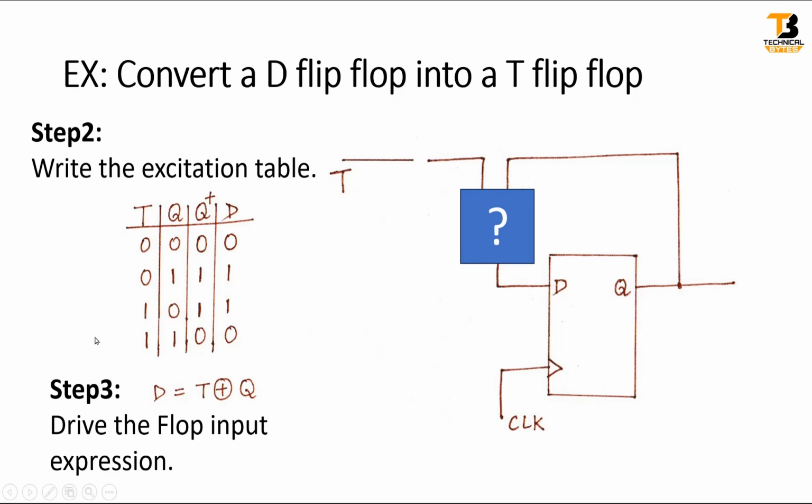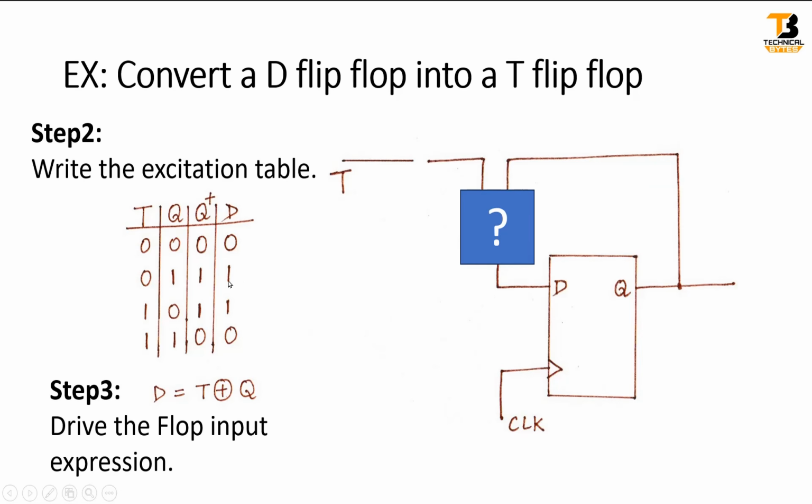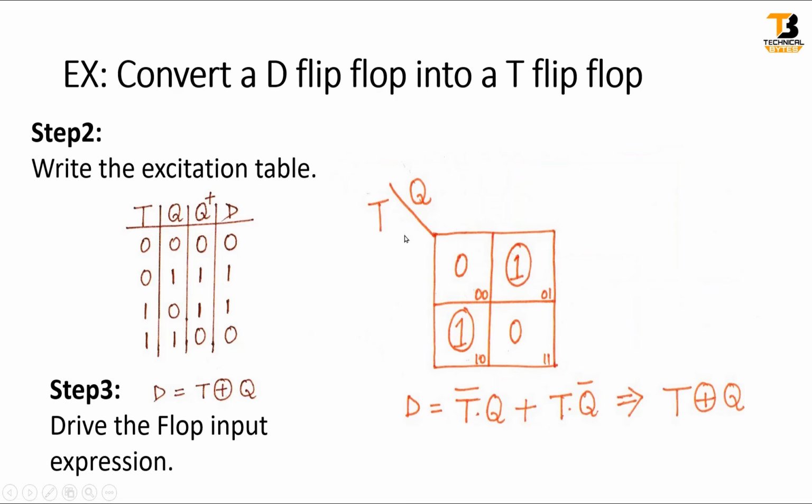Now let us move to our third step: derive the flip-flop input expression. So we have to derive the expression of this D input. Friends, here the expression is very easy. It is T XOR Q, but otherwise you need to draw the K map. Let me draw the K map also so that it should be clear to all of you for other flip-flop conversions. So this is how you should draw the K map.